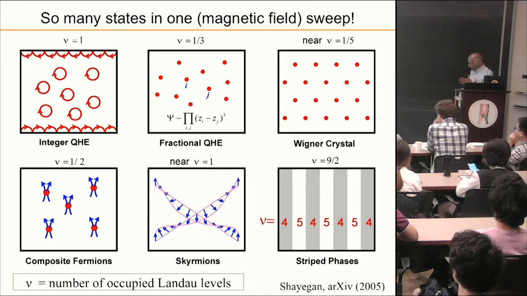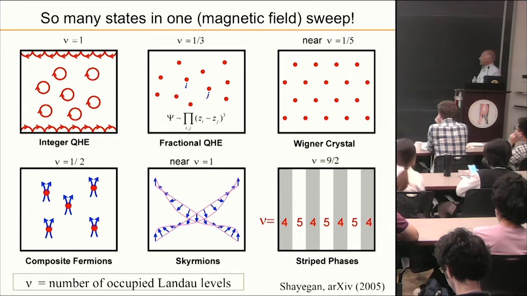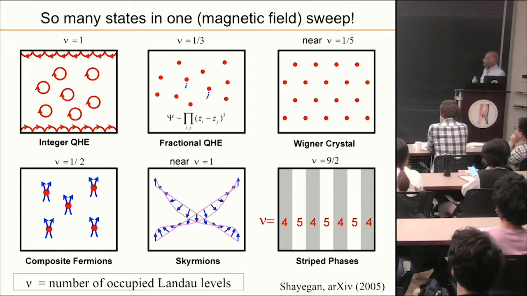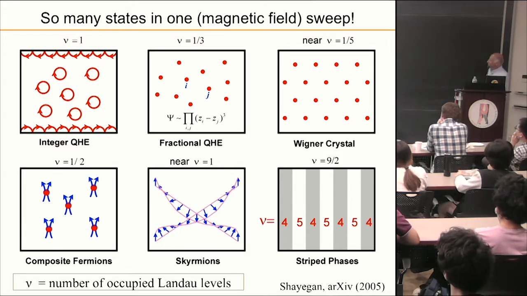The amazing thing is, in a simple 2D system, sweeping just one parameter, the magnetic field, you get so many states. These were discovered over the past 30, 40 years in these 2D systems. Most were discovered in gallium arsenide, except for this first one, the integer quantum Hall effect, which was discovered in silicon MOSFETs. These happen at different fillings. This is when you have an integer number of Landau levels occupied. This is the fractional quantum Hall effect, where you have a fractional filling, say 1/3. Near 1/5, the electrons tend to go into an ordered array, the so-called Wigner crystal. We will talk about these during the talk. A particular place is 1/2.